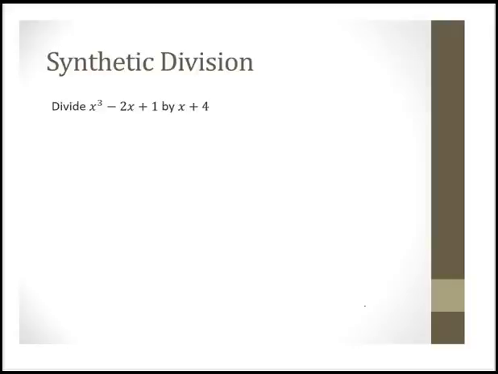Here's another example. This one might be a good one to try on your own, but be careful. There's a couple of tricks in this one you need to be aware of. If I want to divide x cubed minus 2x plus 1 by x plus 4, I might say, well, we can't do this because the divisor isn't of the right form. Well, yes it is. We just have to write x plus 4 as x minus negative 4. And now the c value is negative 4.